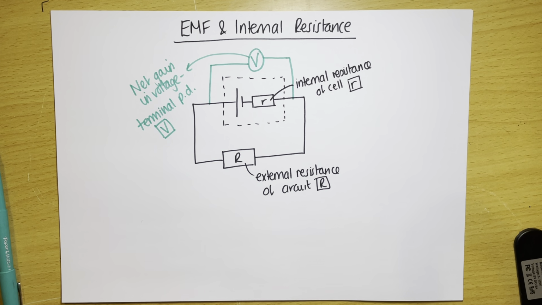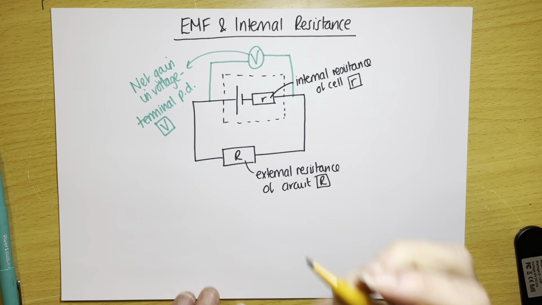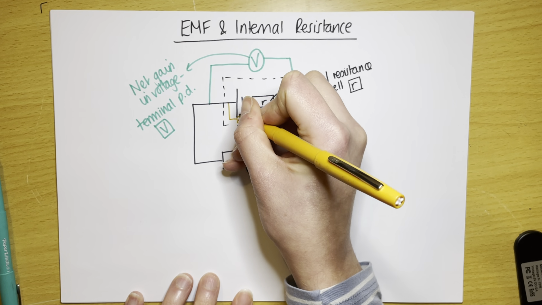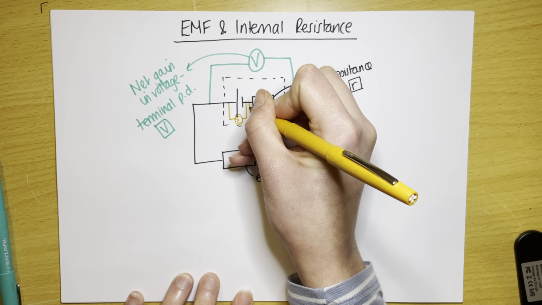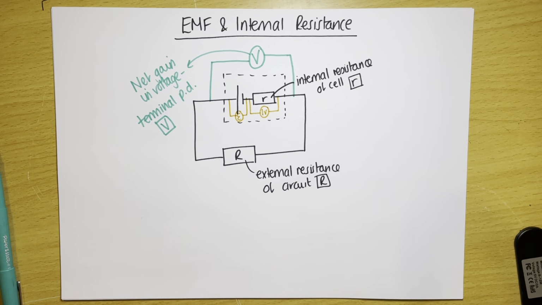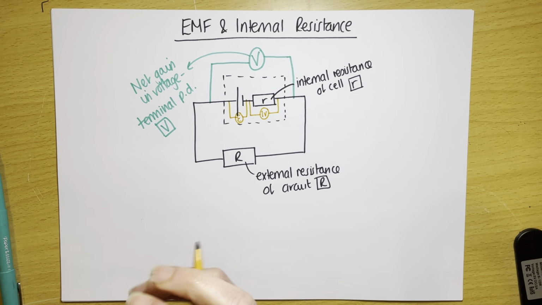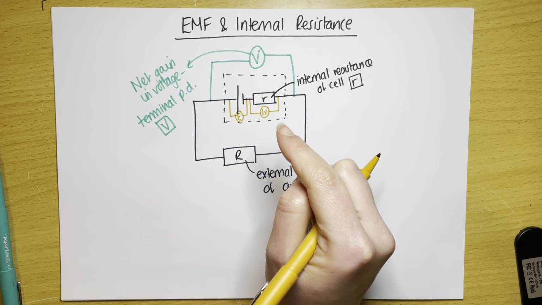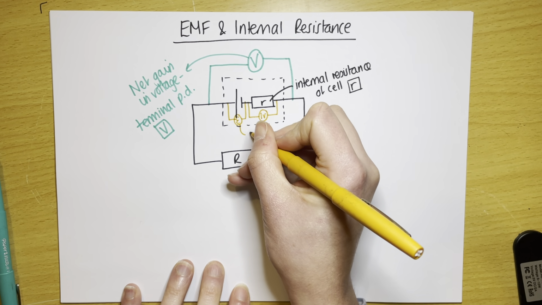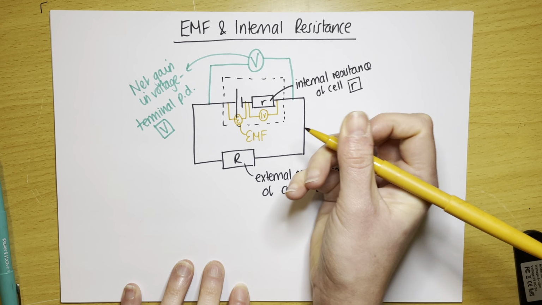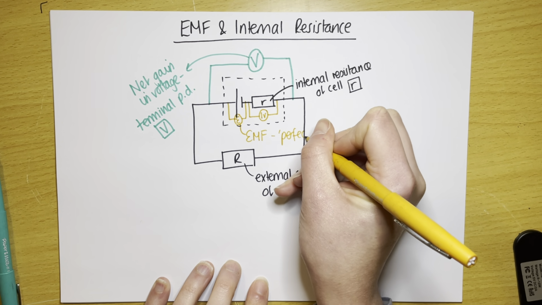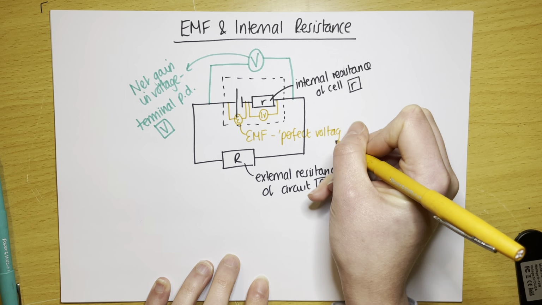And then we're missing one thing, and that is EMF. What I'm going to do here is draw two pretend voltmeters. These voltmeters in yellow are pretend. You can't actually get a voltmeter around just this cell and around just this internal resistance, but it's to try and illustrate a point. This here is a voltmeter around the EMF, the power source of the circuit. And in my head, that is the perfect voltage. That's how I often think about it, what I would get in a perfect world.